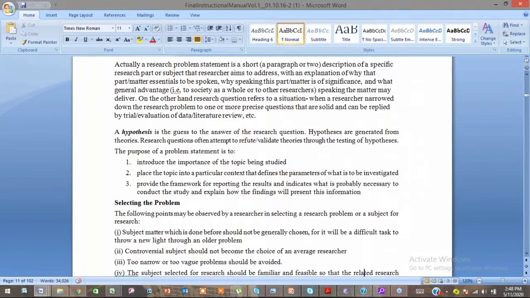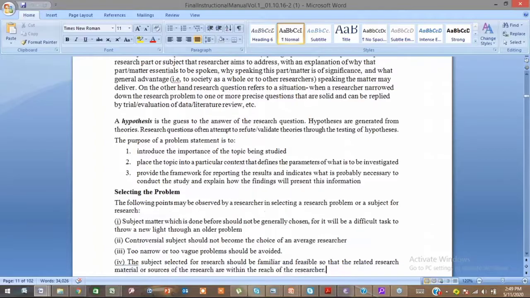The purpose of a problem statement is, one, to introduce the importance of the topic being studied. Two, to place the topic into a particular context that defines the parameters to be investigated. Three, to provide a framework for reporting, indicate what is probably necessary to conduct this study, and explain how the findings will present the information. So selecting a problem is very, very key.